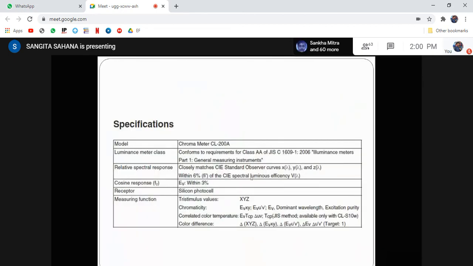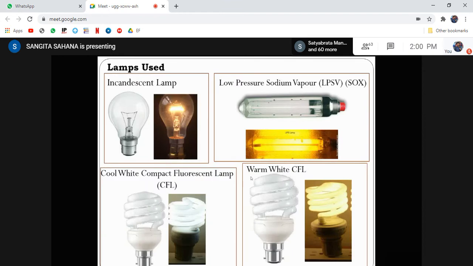So, sir, I have already discussed the two instruments, the constant deviation spectrometer and the chromometer. Now, using these two instruments, we will measure the spectral composition and the CCT of these four lamps. Sir has already shown this picture. The first one is the tungsten filament lamp or the incandescent lamp. Here you can see it will emit some yellowish kind of light. You have already seen this lamp in your house, maybe.